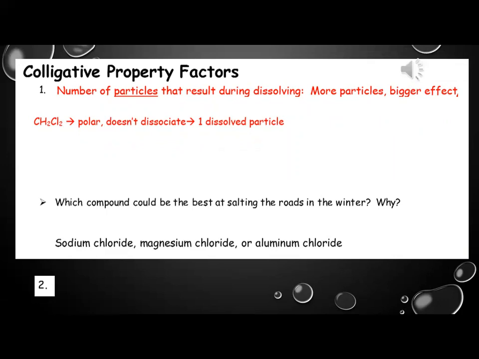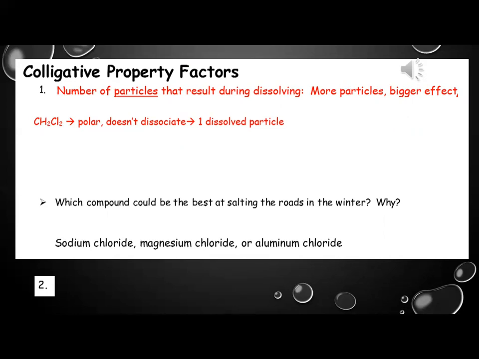examples that we have on this slide, CH2Cl2 is an example of a polar substance. Bonding is coming back. Now remember, our polar substances, they will dissolve because of our rule, likes dissolve likes. But when they dissolve, they do not dissociate. So CH2Cl2 is going to show one dissolved particle compared to if we didn't have any dissolved in our solution.